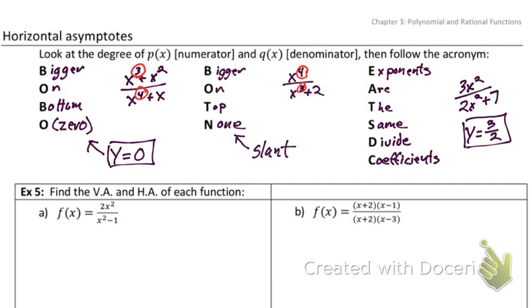With vertical asymptotes, you have to have x equals. Horizontal, you have to have y equals. And slant will even be y equals. It'll just be y equals an equation. All right, so you have to have those y equals to get your points on those.